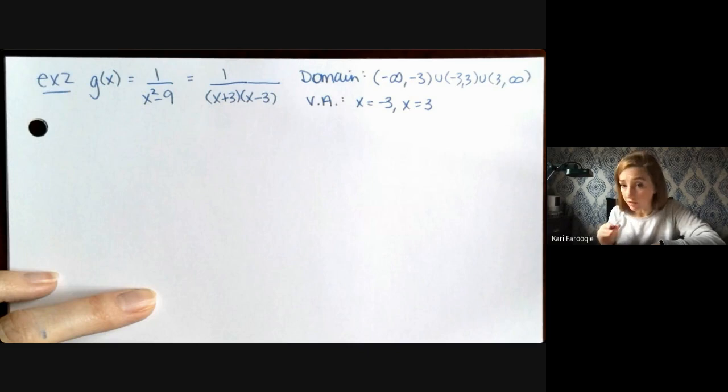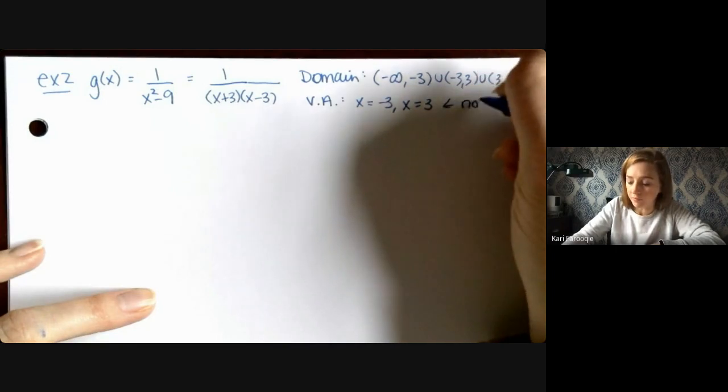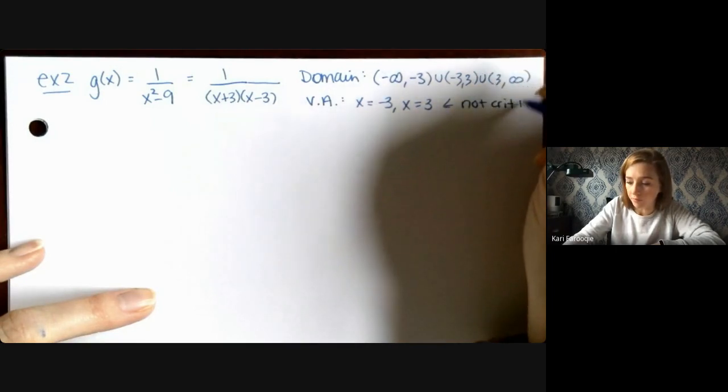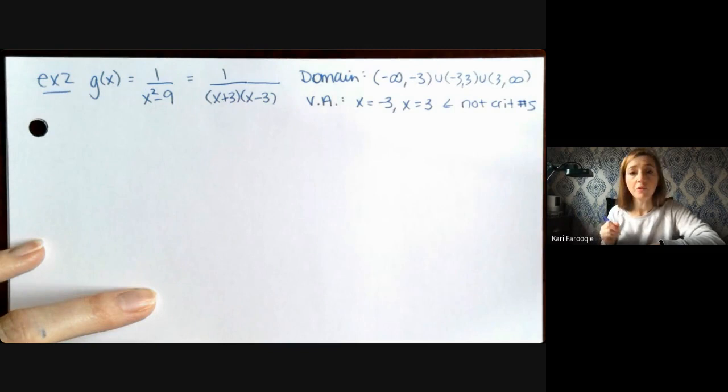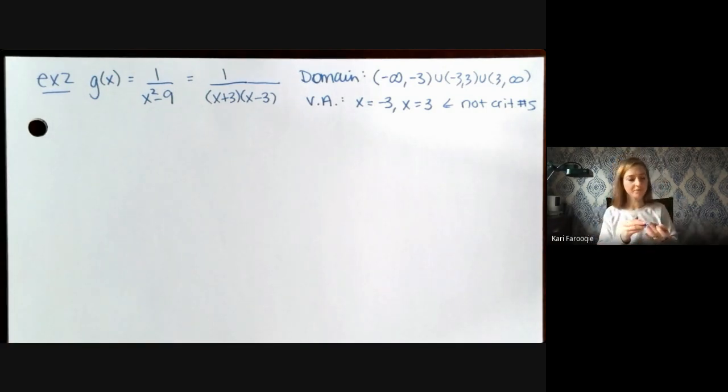Remember, we're going to state this right now. Vertical asymptotes cannot represent critical numbers. So even though they're going to end up making your derivative 0 or not exist, we're still not going to call them critical numbers. All right, so first things first, we did that.